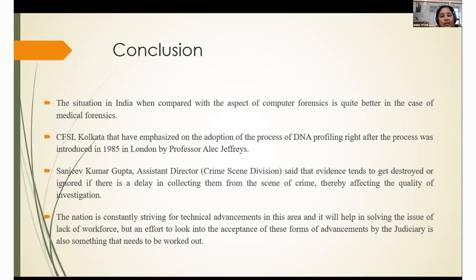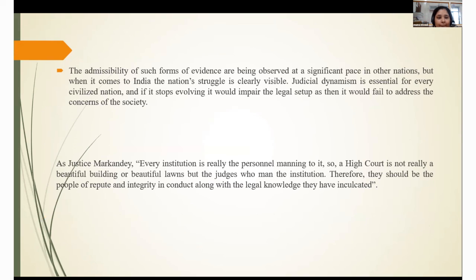The nation is constantly striving for technical advancements in this area, and it will help in solving the issue of lack of workforce, but an effort to look into the acceptance of these advancements by the judiciary is also something that needs to be worked out. Admissibility is one of the important aspects when we are talking about such forms of evidence. When we are talking about forensic medicine, we are still struggling to understand how it can be made admissible.